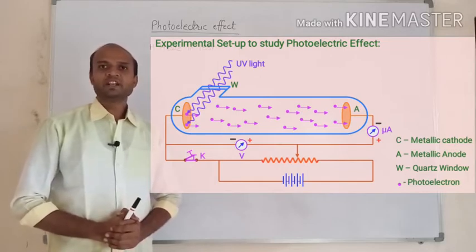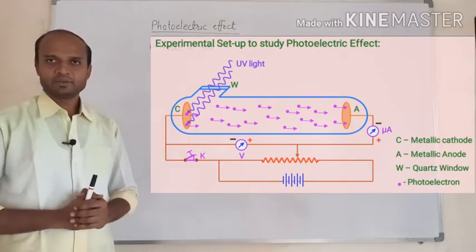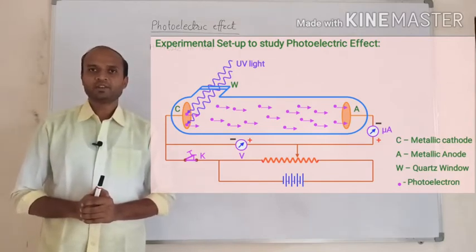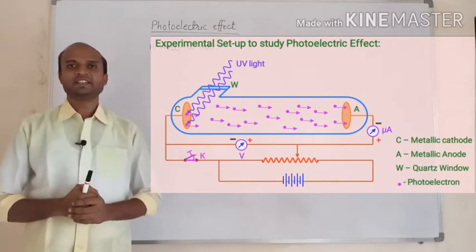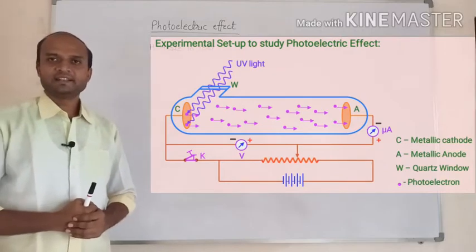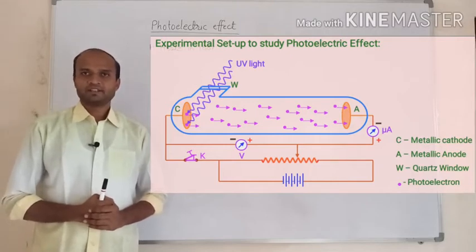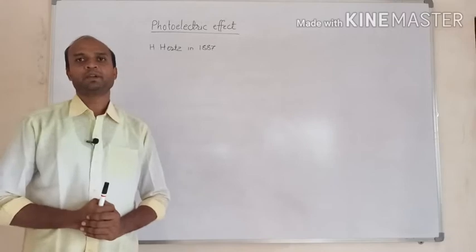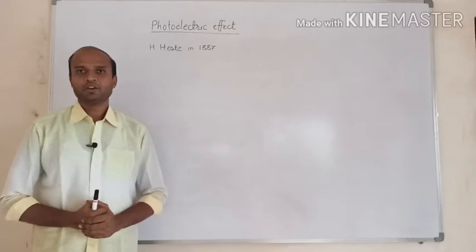So this is an experimental arrangement of the photoelectric effect, and here it is observed that this photocurrent depends on the potential difference between anode and cathode. It depends on the intensity of light. It depends on the frequency. We have to study the effect of intensity, the effect of frequency, and then the effect of the nature of the photosensitive material on the photocurrent.